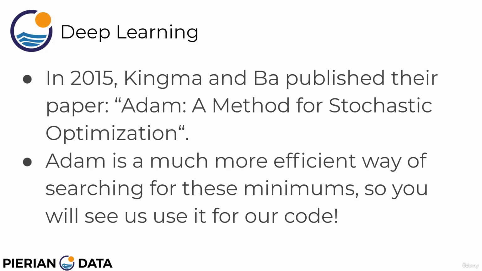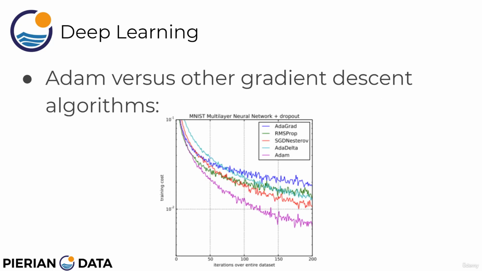If you ever see Adam, all we're really referring to is this optimized way of performing gradient descent, where we have an adaptive step size. We start off large, and then depending on where we are, we go smaller and smaller. So you get the best of both worlds. You get to use larger step sizes to speed up finding the minimum, but then as you get closer and closer and don't want to overshoot, you can go with smaller step sizes. You can then compare Adam versus other gradient descent algorithms.